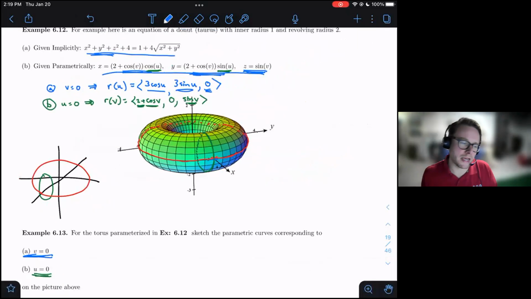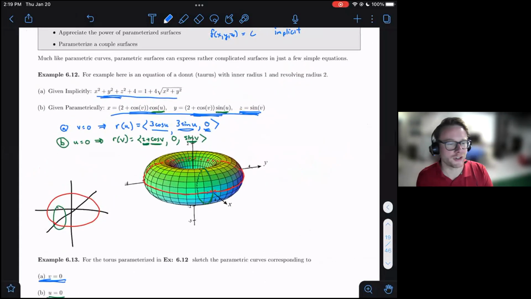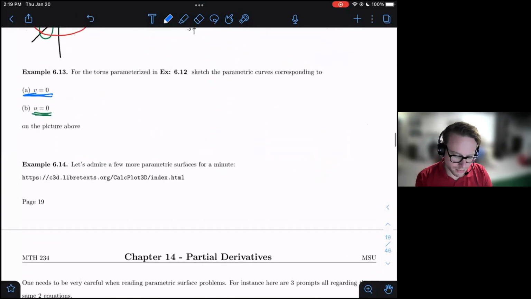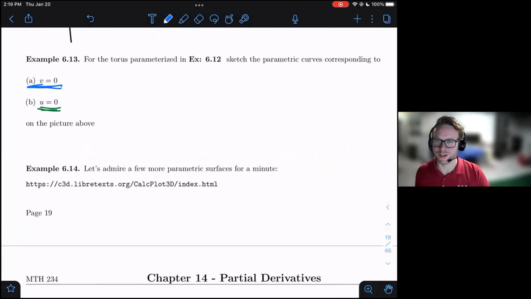parametric equations do take a while to get a hang of, but I do think it's a worthy exercise to get a hold of parametric surfaces. All right, well, with that, I do want to show you some other parametric surfaces, and again showcase that you can describe a whole lot with them.